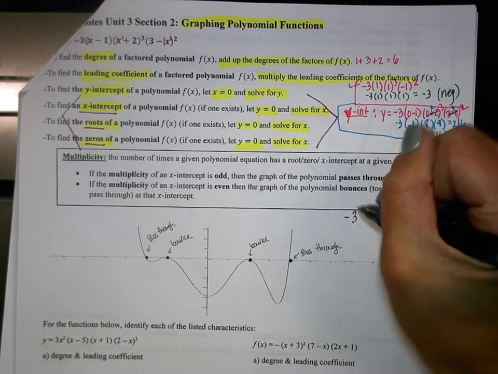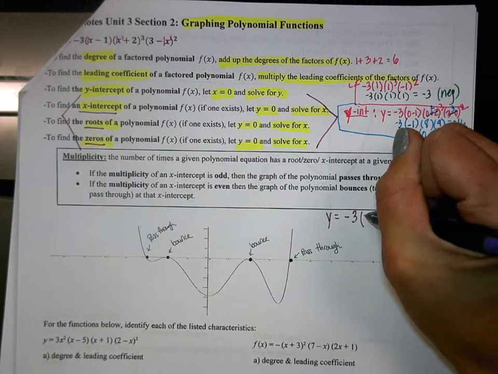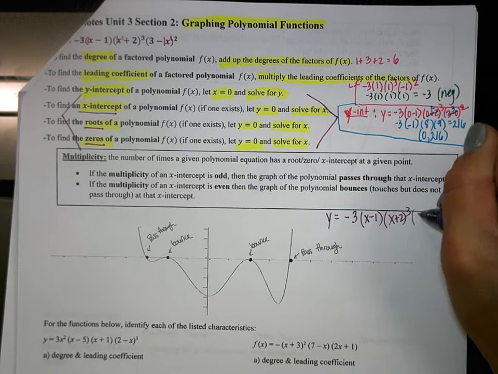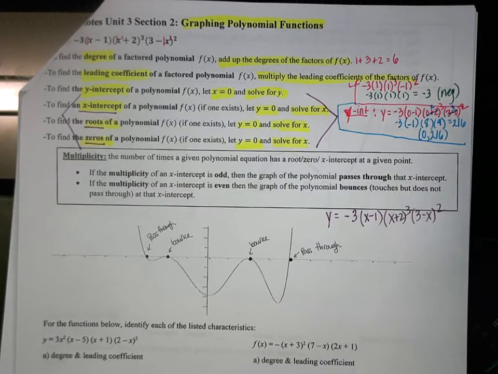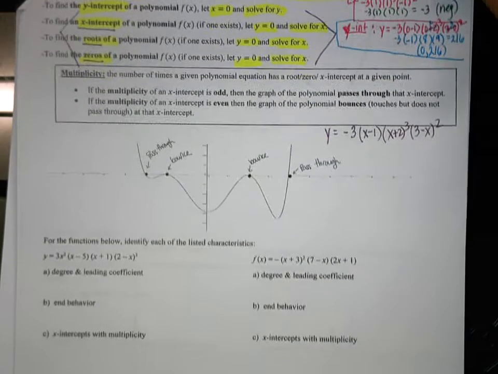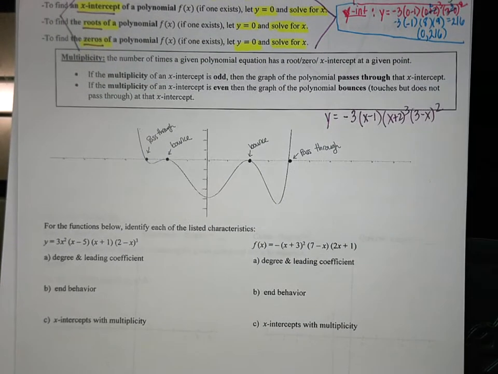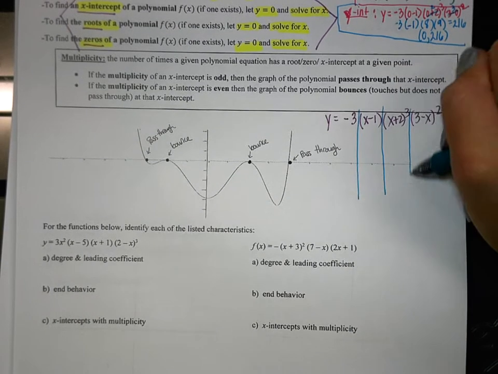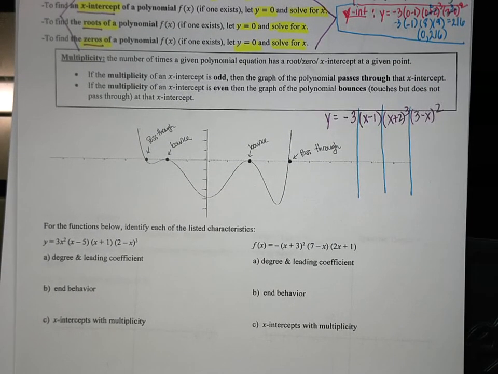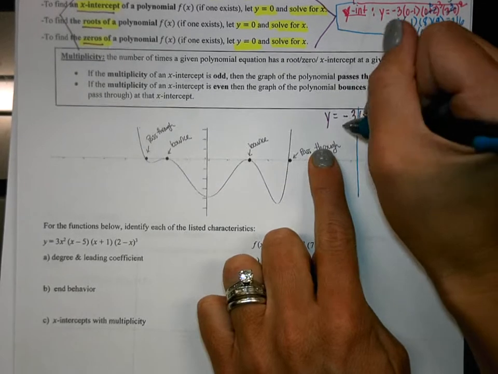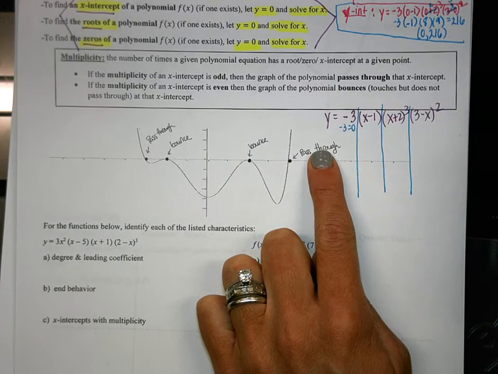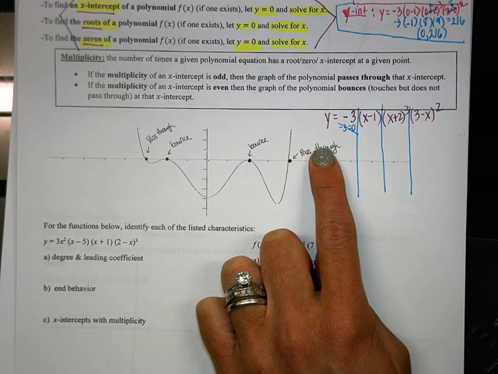Let's just rewrite this problem here really quick. Y equals negative 3, x minus 1, x plus 2 cubed, and then 3 minus x squared. So for me, when I am doing these problems and it's already in factored form like this, I just draw the lines down and I set each of these factors equal to 0. When I set negative 3 equal to 0, can I solve that? No. So this is not an x-intercept. It's not a zero. That doesn't exist there.